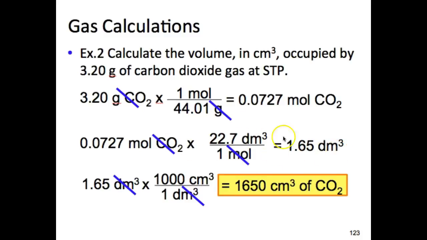We're using this value of 22.7 because we know that we are at STP and we're talking about a gas. So this is the molar volume. 1 mole of any gas has a volume of 22.7 decimeter cubed.